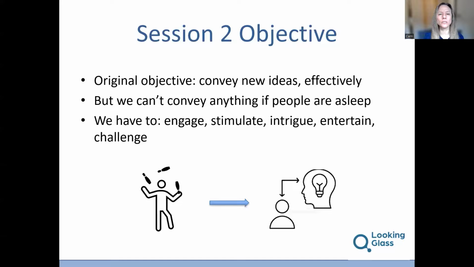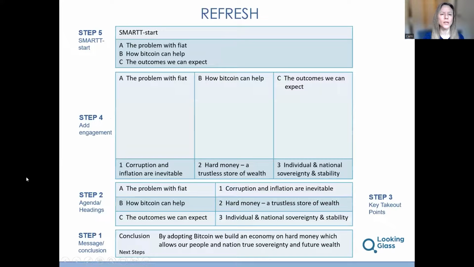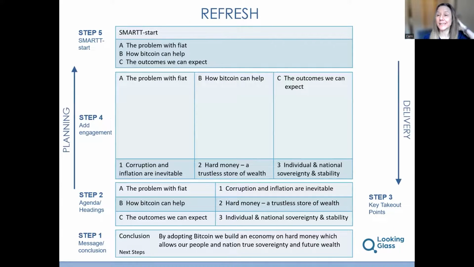And we're going to firstly refresh the structure, and then we're going to cover 3 areas to help us make the content engaging. So the reason I want to refresh this is, well, obviously because it might be a while since you've seen the last video, but also because I want to have a look at how this piece fits in with what we did last time.